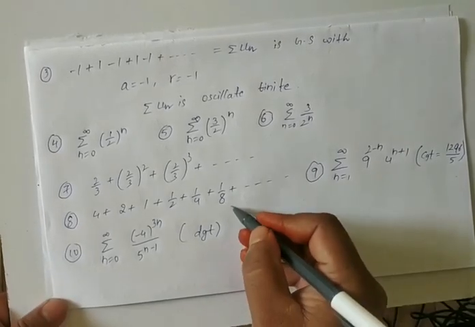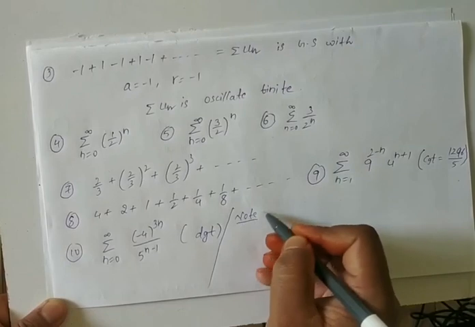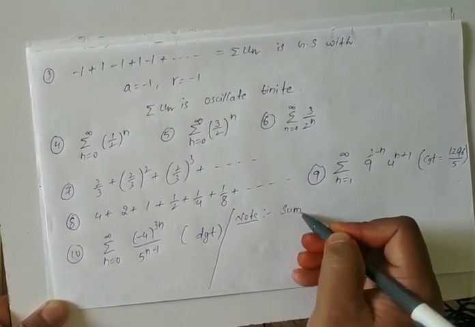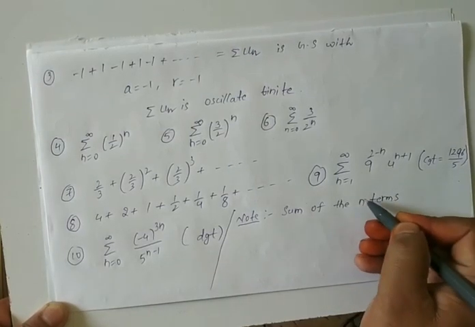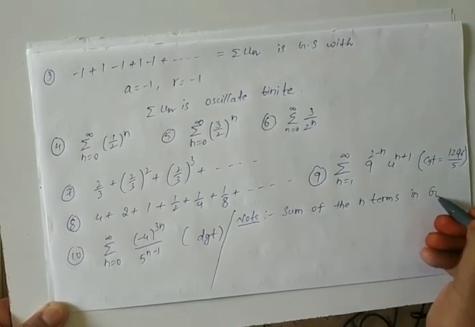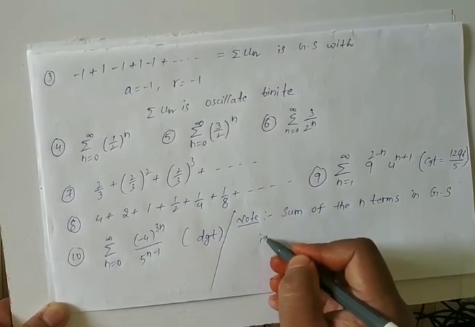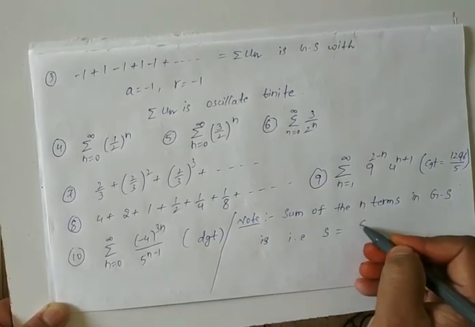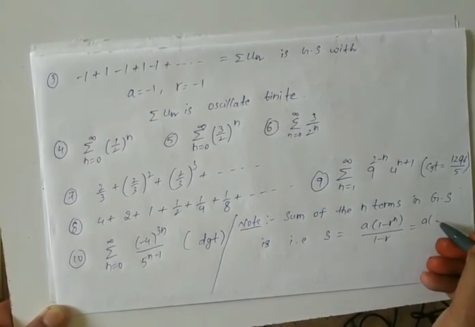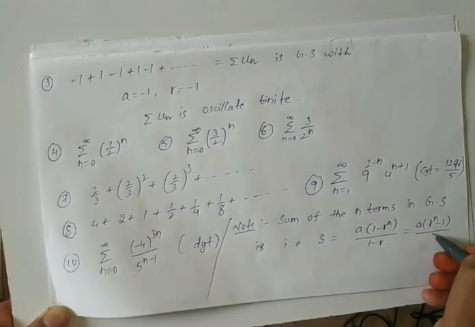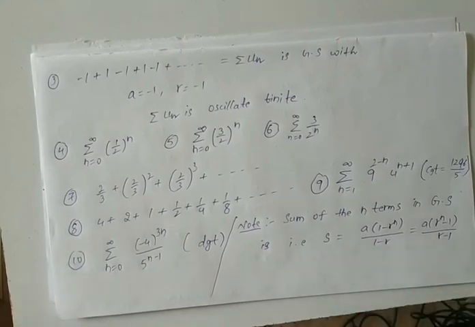Hi students. Next, write down a note. We already know this. The sum of the n terms in a geometric series is S is equal to A into 1 minus R power n by 1 minus R, or A into R power n minus 1 by R minus 1. Just remember the formula.